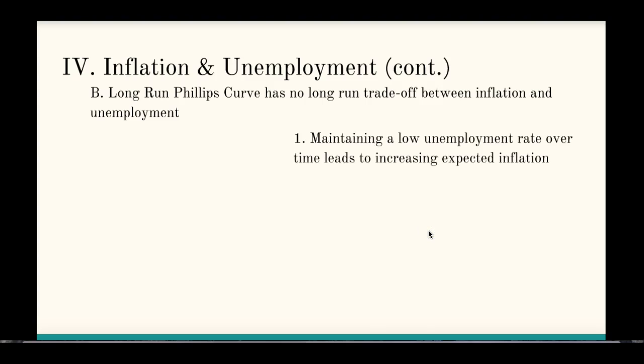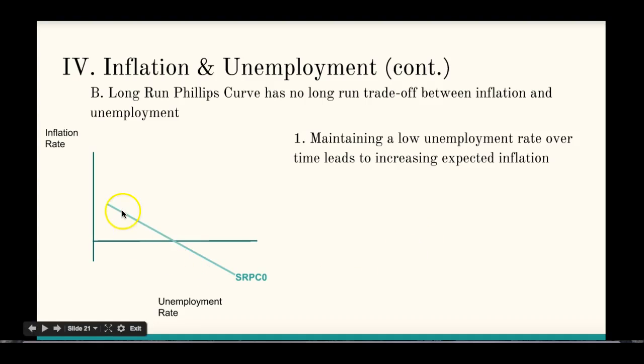Here's why. Because if we try to maintain this low unemployment rate, what happens is that we are actually going to experience increasing levels of inflation. So I'm going to give you a for instance. So let's start here, and here's our short-run Phillips curve.